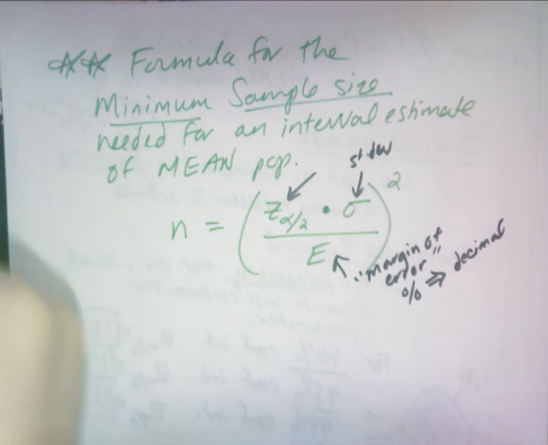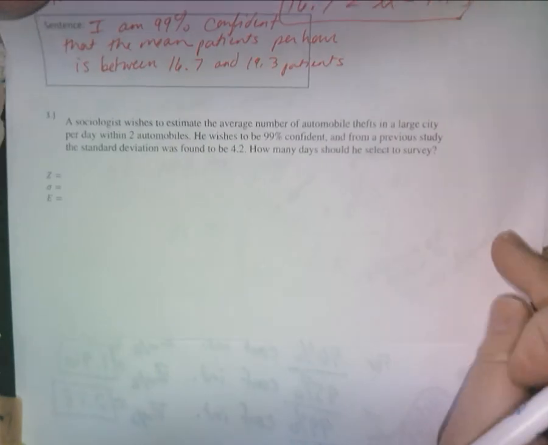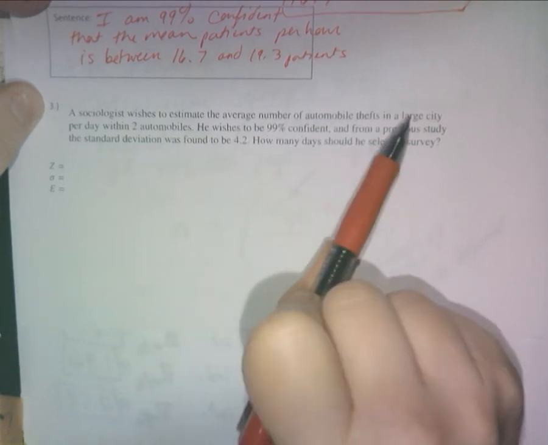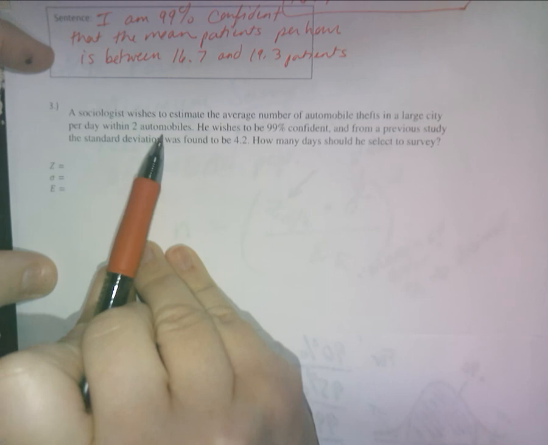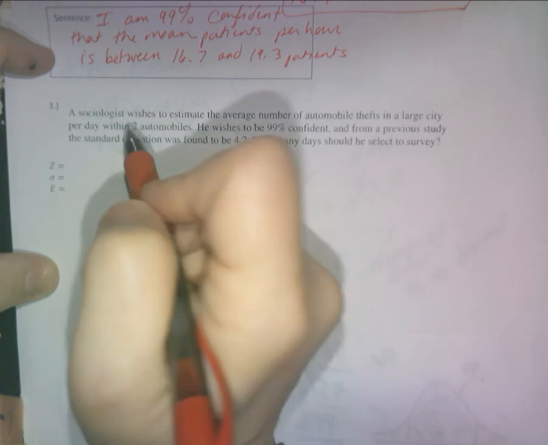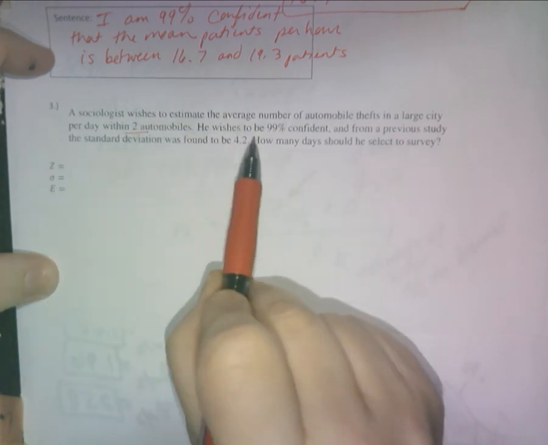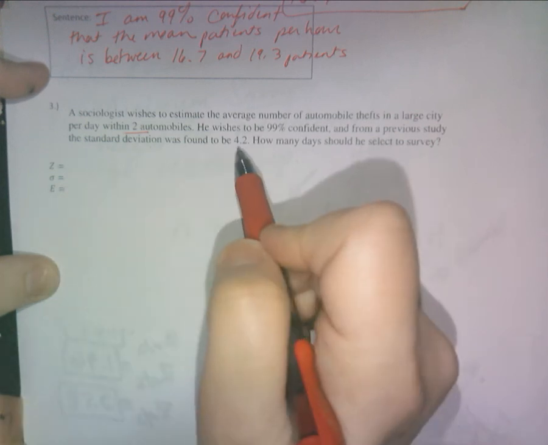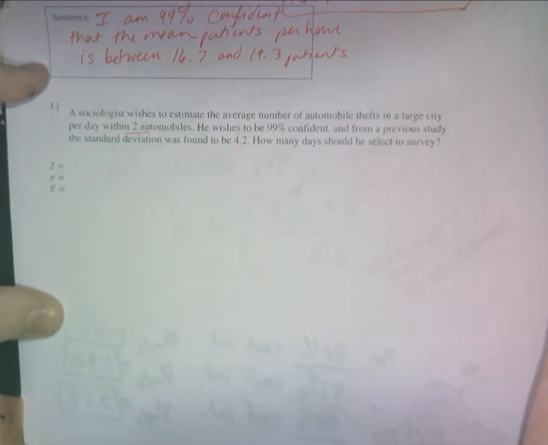So, sorry about going back and forth here. I just wanted to write that down, not to confuse you, but going back to our last example, a sociologist wishes to estimate the average number of automobile thefts in a large city per day within 2 automobiles. Now, of course, this one changed on me. They didn't do it in percents. They did it in an actual number. He wishes to be 99% confident. And from the previous study, the standard deviation was found to be 4.2. So how many days should he select to do his survey?